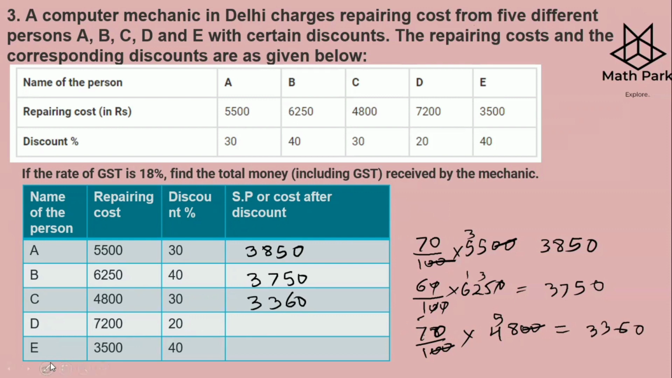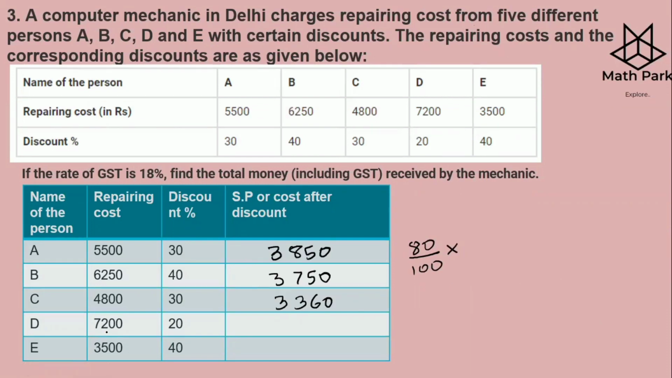So let us solve it. For D, it is 20% discount. So 80% of 7,200. Let us do 72 times 8, which we get as 5,760. So 5,760 is the charge.